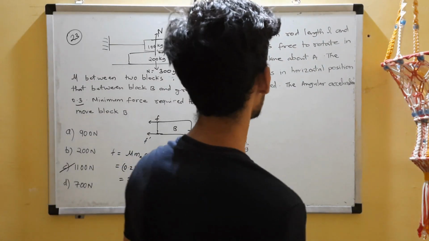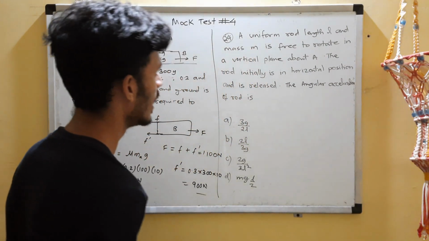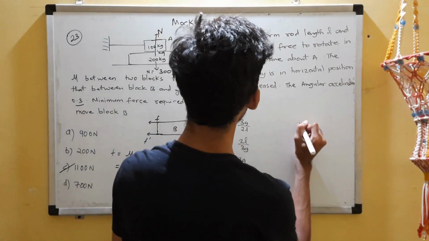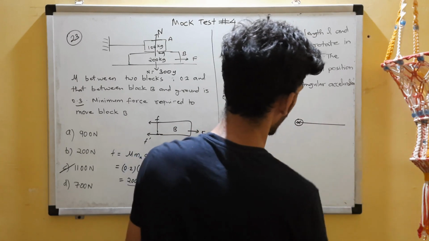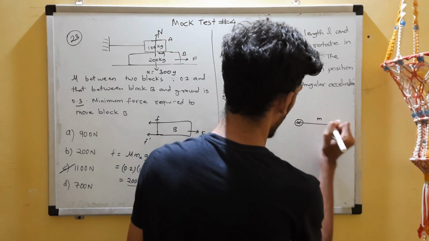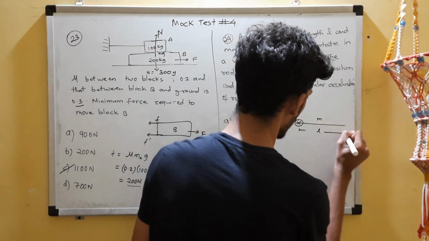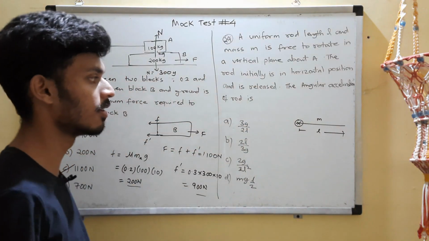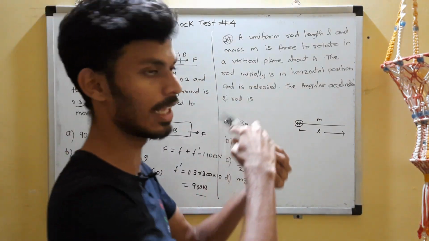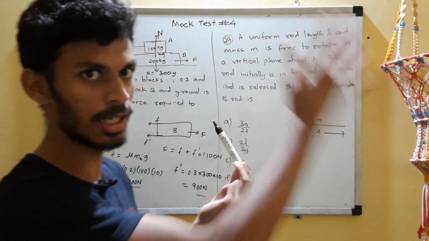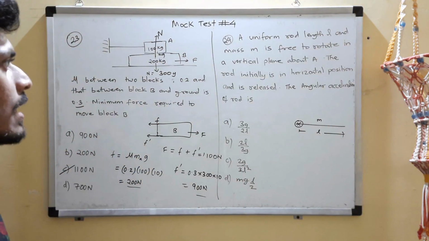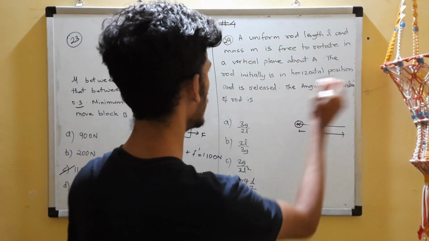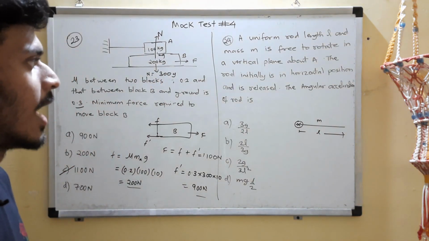Okay, so here we have a uniform rod of length L and mass m, which is free to rotate in a vertical plane. Okay, so we have a rod like this, mass m and length L. So it's free to rotate in the vertical plane, so it can rotate like this. Now it is released. You are supposed to tell what is the angular acceleration.